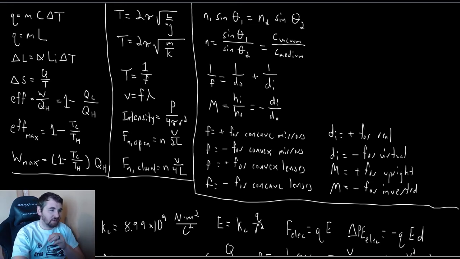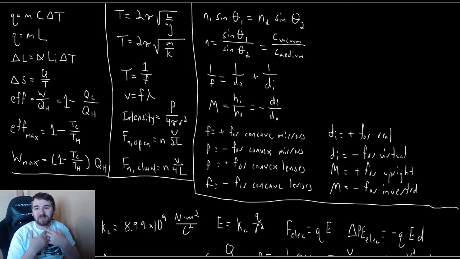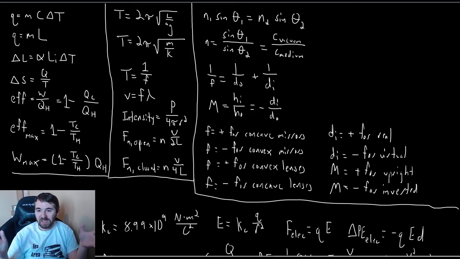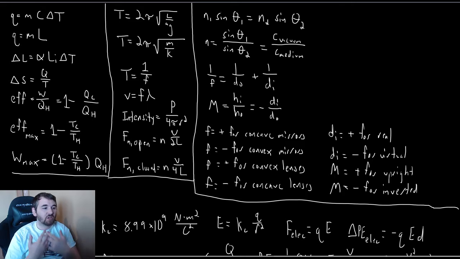Intensity is equal to power of a wave divided by 4 pi r squared, or the area as it moves out. Fn open, that'd be fundamental frequencies, and you'd have different fundamentals like first, second, third, is equal to n, whatever fundamental you're looking for, times v, the speed of the wave or the speed of sound, divided by 2L, the length of the tube or the length of the string. The fundamental frequency for a closed system is n, the fundamental, times v, still wave speed, over 4L, 4 times the length of the tube or string.